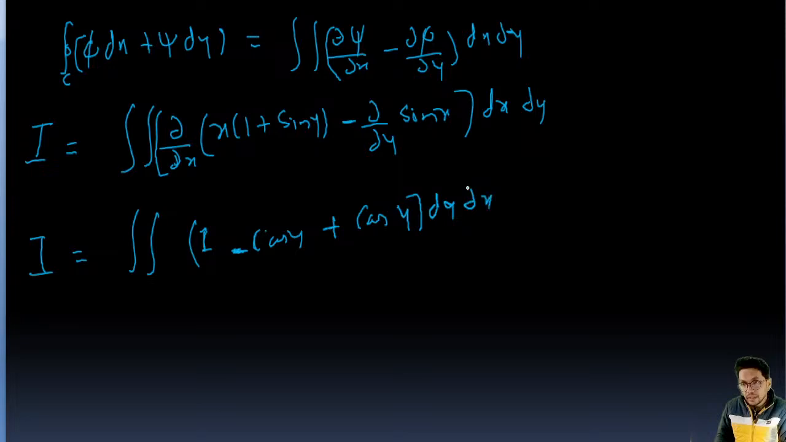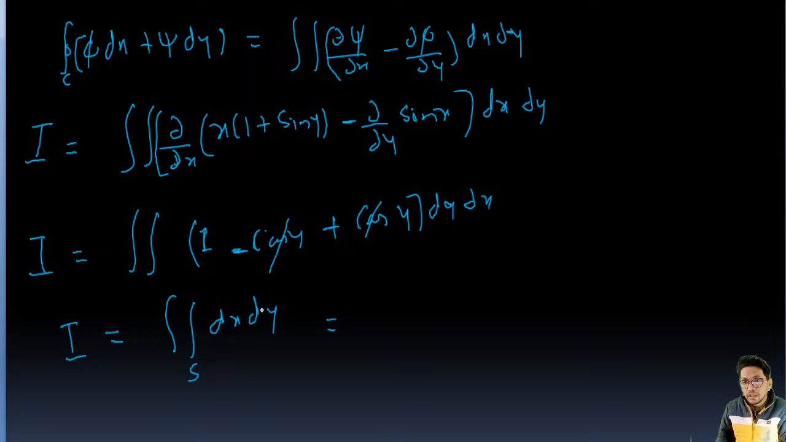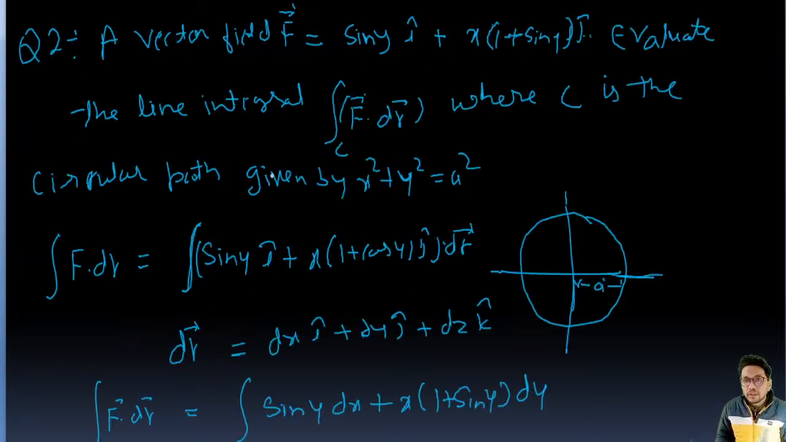So this is going to be a double integration, cos y gets cancelled. It's dx dy. This is a surface integration, and we know this is a circle. The area of the circle is pi a square. This is the answer, guys. So there was a mistake in the question. The question is this one: sine y i cap plus x into 1 plus sine y j cap. So that's why there was a mistake.